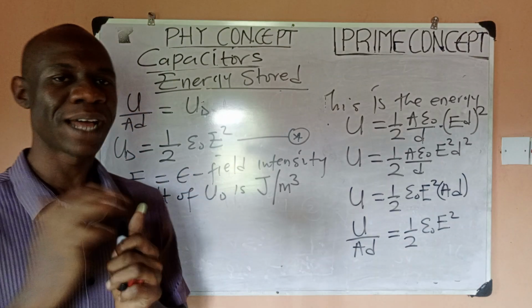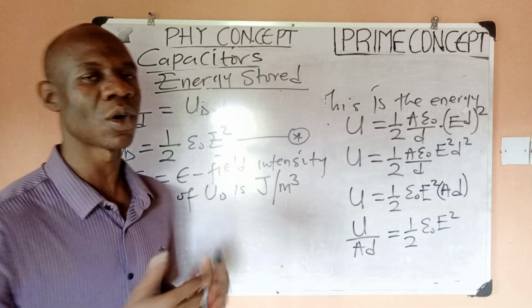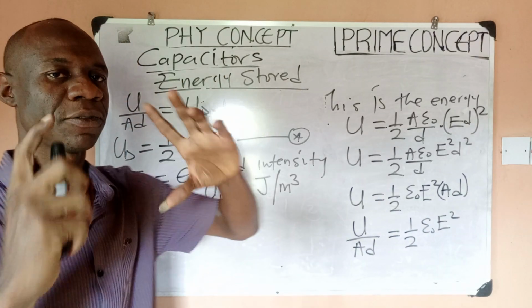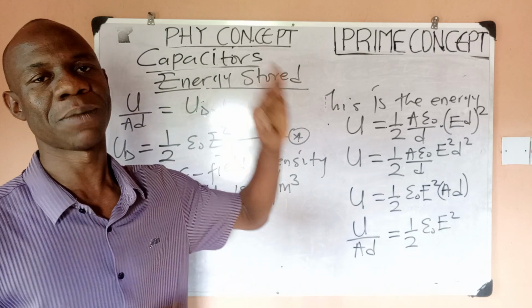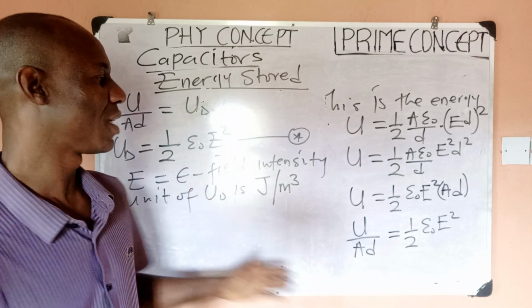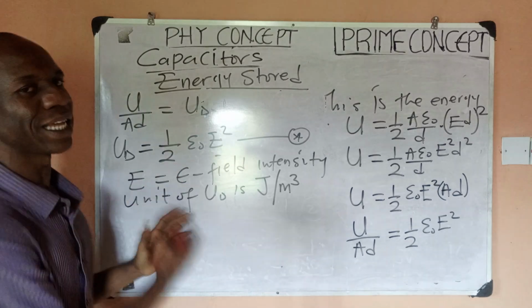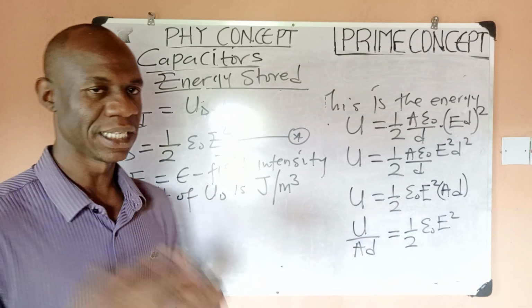In this video, we were able to analyze energy stored by a capacitor, right? We derived 3 formulas for the energy stored by a capacitor, and then we derived a 4th formula, which we call the formula for energy density. Now, I believe this concept is very clear.